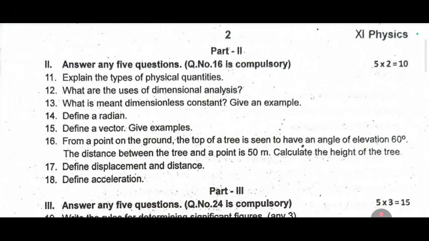12, what are the uses of dimensional analysis? 13, what is meant by dimensionless constant, give an example. 14th one, define a radian. 15, define a vector, give example.